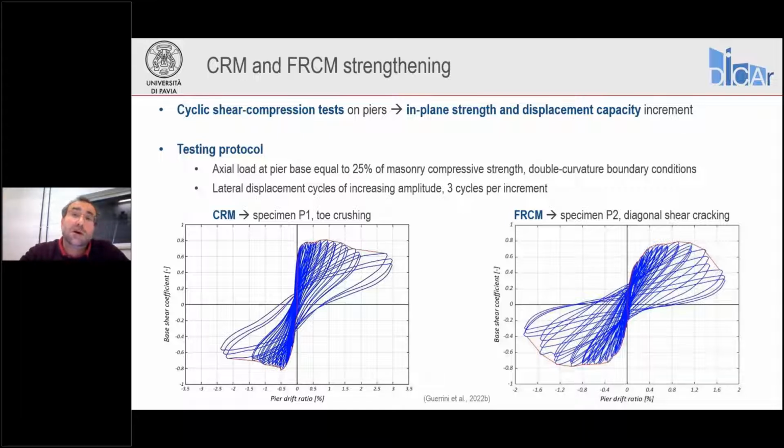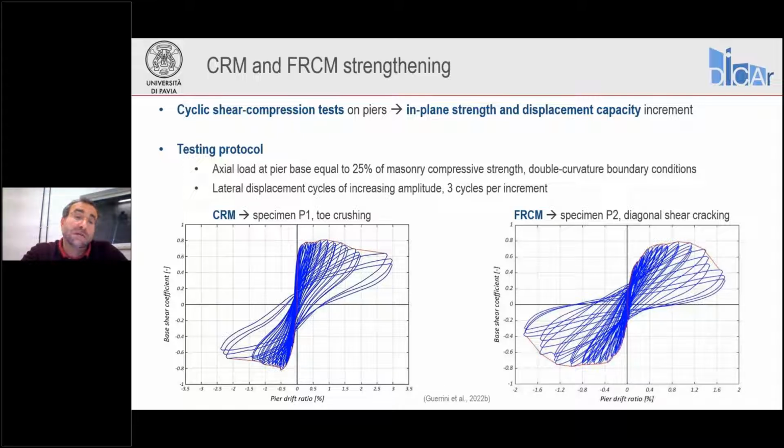Now, we kept constant the axial force to reach at the base of the pier 25% of the masonry axial strength. We tested our specimens in double curvature conditions, meaning that the top spandrel was not allowed to rotate while it was displacing laterally, and we applied lateral forces and displacement in cycles of 3 per increment. And these are the lateral force displacement responses that we obtained for the 2 specimens, for the CRM strengthened specimen P1 and FRCM strengthened specimen P2.